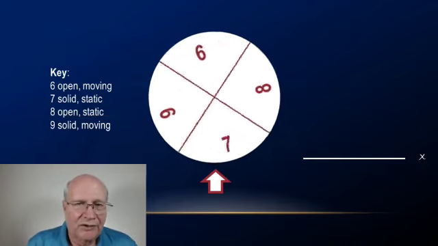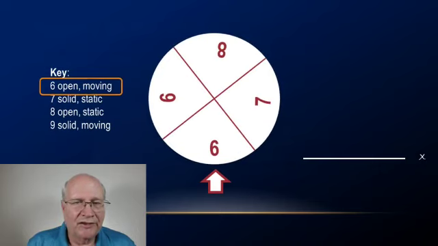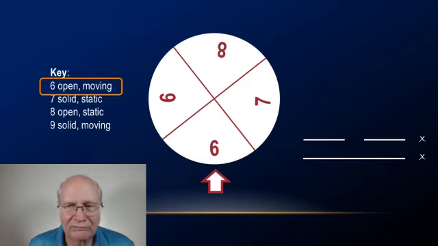The second time we spin the wheel, we're going to receive another number. And this time, let's say we get a 6. If it's a 6, and now we're on the second line of the hexagram, a 6 is an even number, and it's an extreme number, so it's an open moving line.